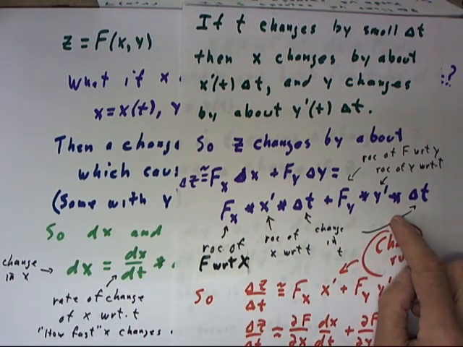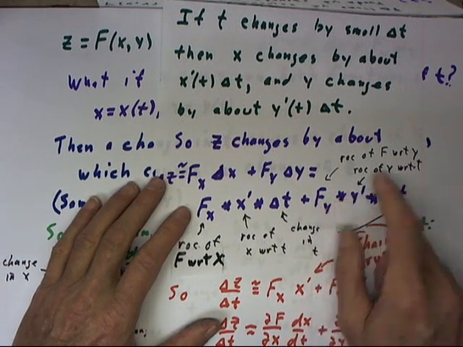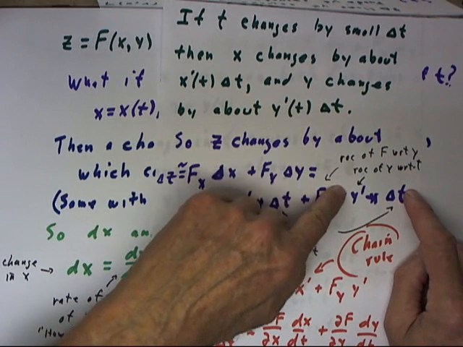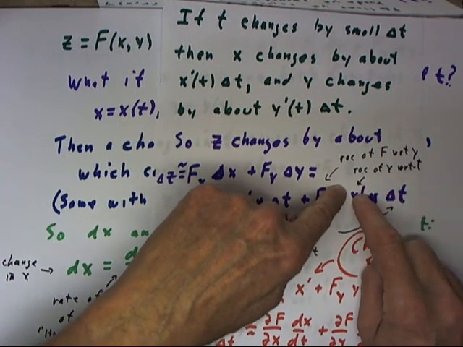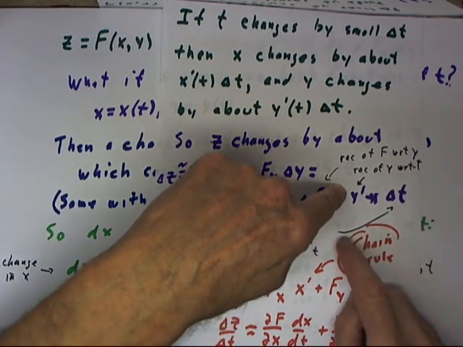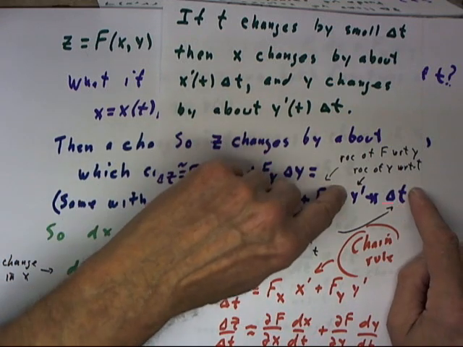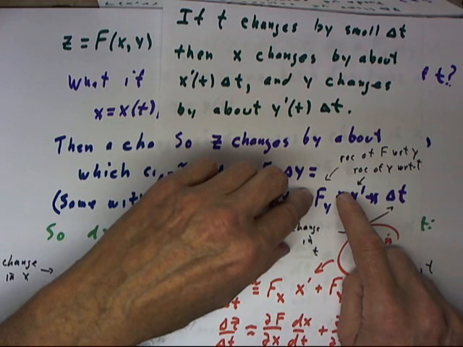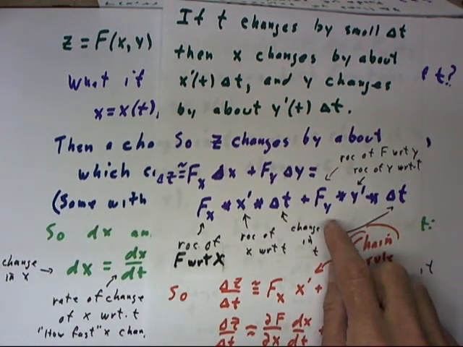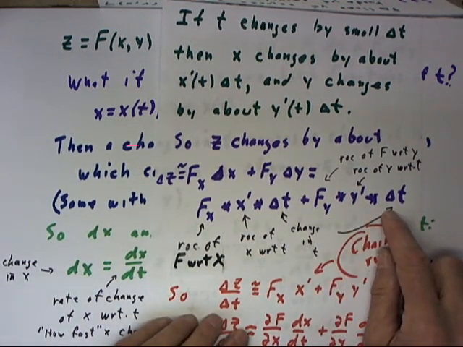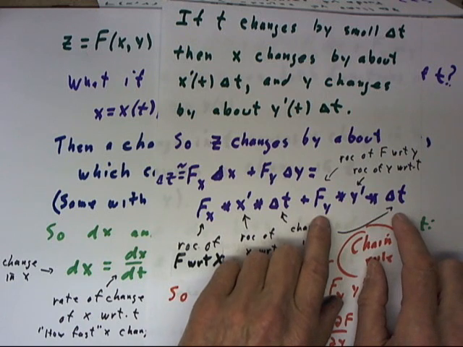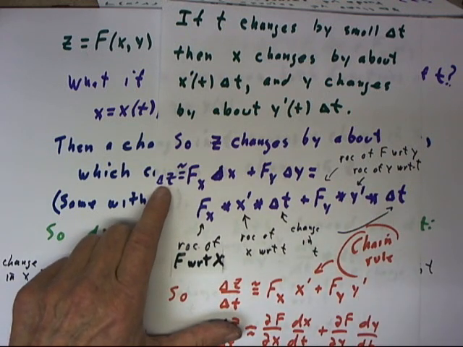Similar term over here. We have fy, which is the rate of change of f with respect to y, multiplied by y prime delta t. Y prime is the rate of change of y with respect to t, and delta t is the change in t. So this is our change in y. Multiply our change in y by our rate of change of f with respect to y, and we get the contribution due to the change in y that results from the change in t, the contribution to the change in the value of z.